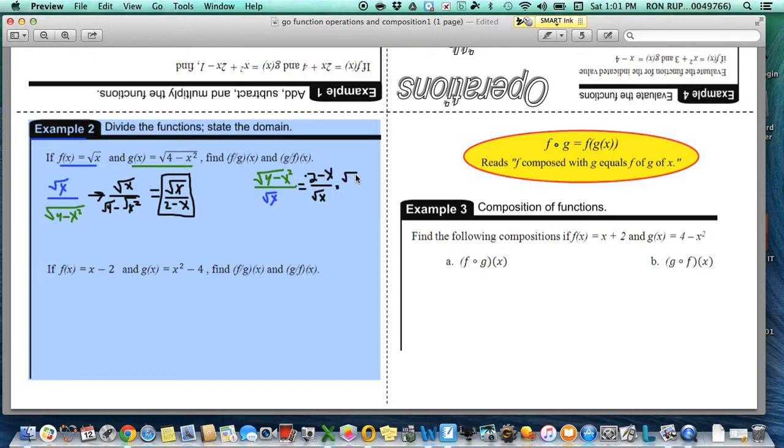Now this is different than imaginary numbers. You don't have to change the sign here. You're just going to multiply by the square root of x over the square root of x. And that'll get rid of this radical symbol and give us our final answer. So let's do this. 2 times the square root of x, because we're going to have to distribute this. 2 times the square root of x is 2 square root of x. And negative x times the square root of x is negative x square root of x.